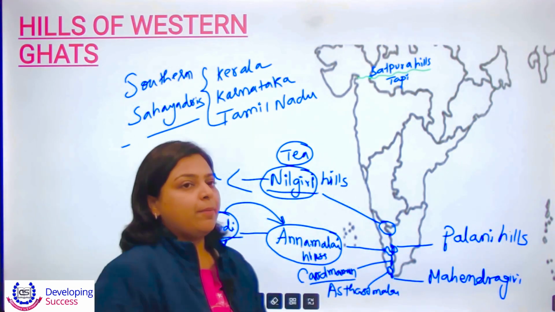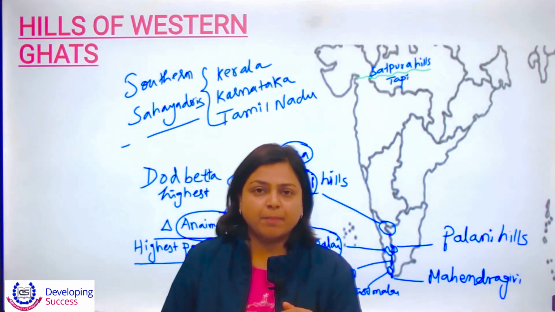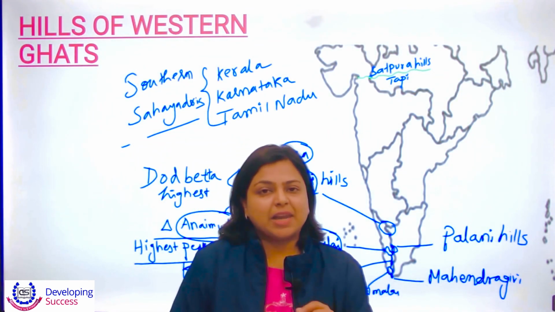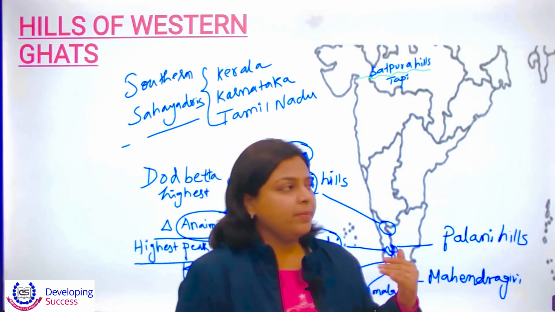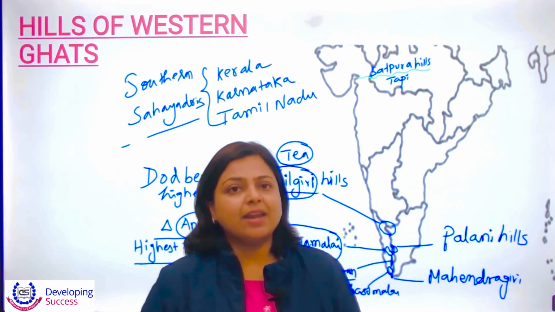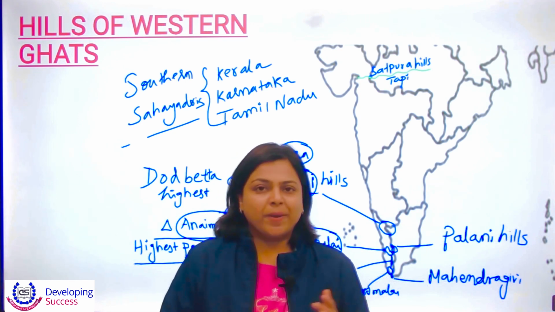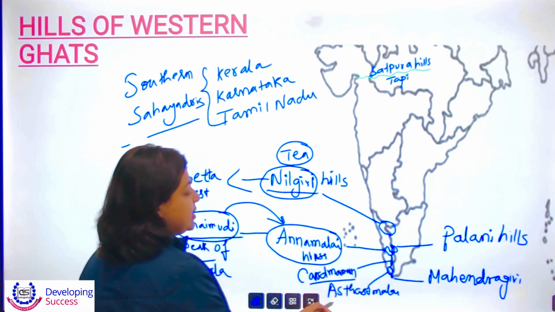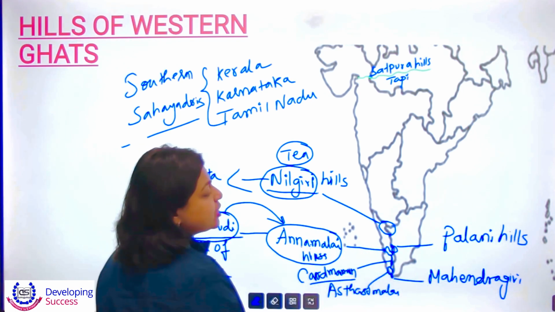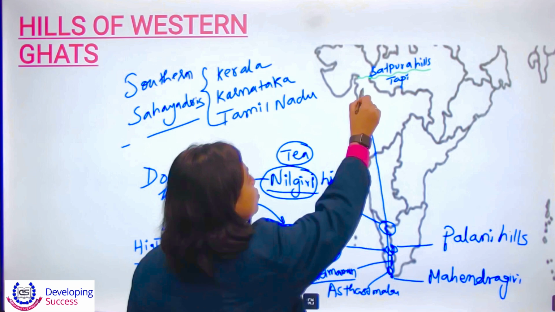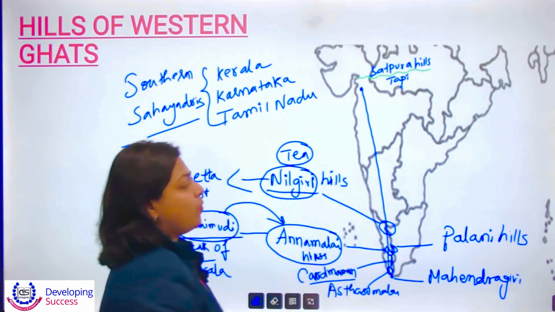It is famous for the production of cardamom. So this was the area where Vasco da Gama landed in India, and from here the colonization and trade between Europe and India began, and the rest is history, we all know. So Cardamom Hills, and next is Agastyamalai, and the last point is Mahendragiri. So from Mahendragiri to Satmala is actually the Western Ghats.